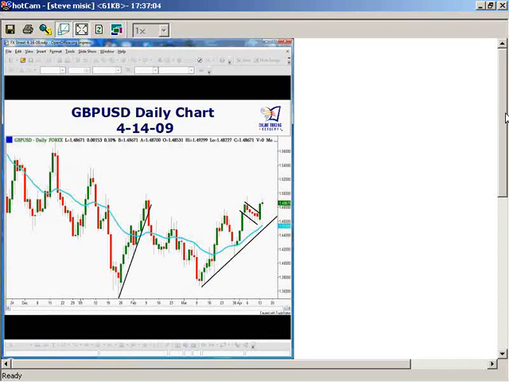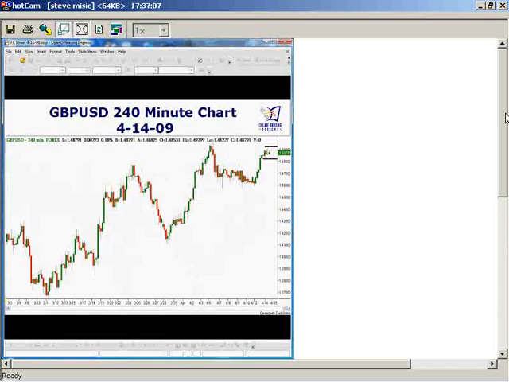I'm going to take it one step further now, down to the next time frame. This is a picture of a 240-minute chart from 4/14. Okay? Can't really see the time on that chart. And when I do the next couple of charts, you'll be able to see the time that I was looking at this. It looked to me like the British pound had some resistance over here to the left.